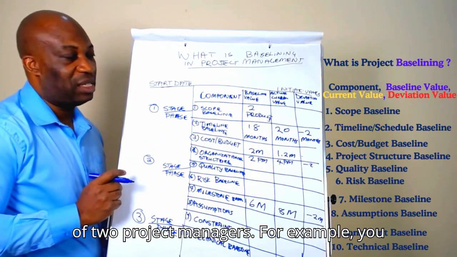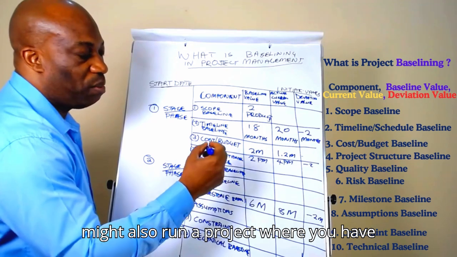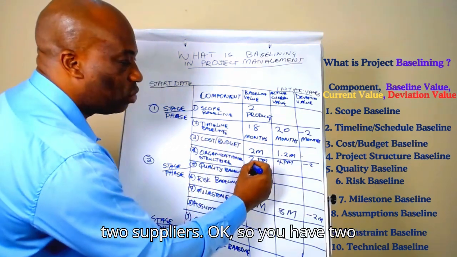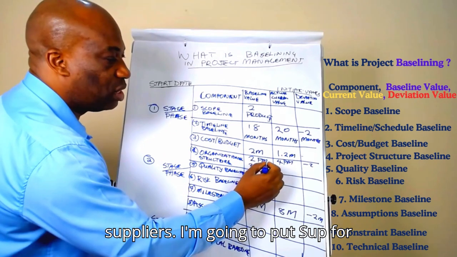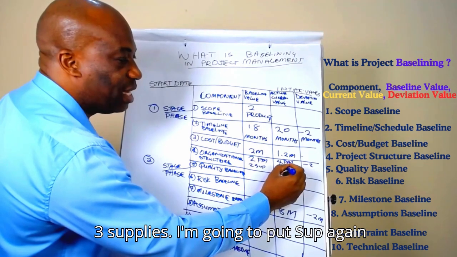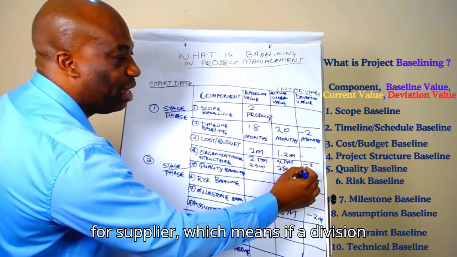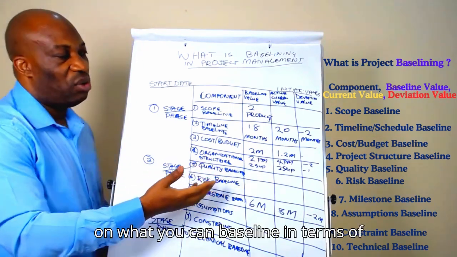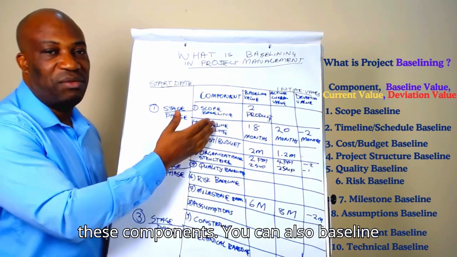For example, you might also run a project where you have 2 suppliers, okay? So you have 2 suppliers. I'm going to put SUP for supplier, and then now you need 3 suppliers. I'm going to put SUP again for supplier, which means you have a deviation of 1. So I'm just giving an example on what you can baseline in terms of these components.